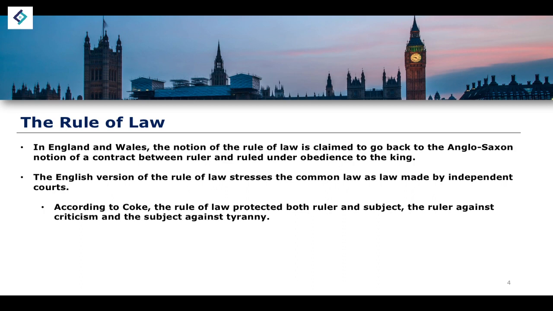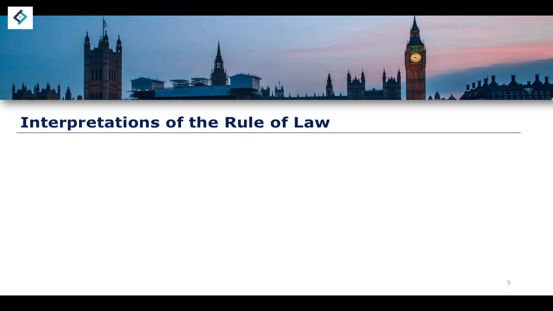According to Koch, the rule of law protected both the ruler as well as the subject, the ruler against criticism and the subject against tyranny. So it essentially limited the powers of both the ruler and the subject in that regard.